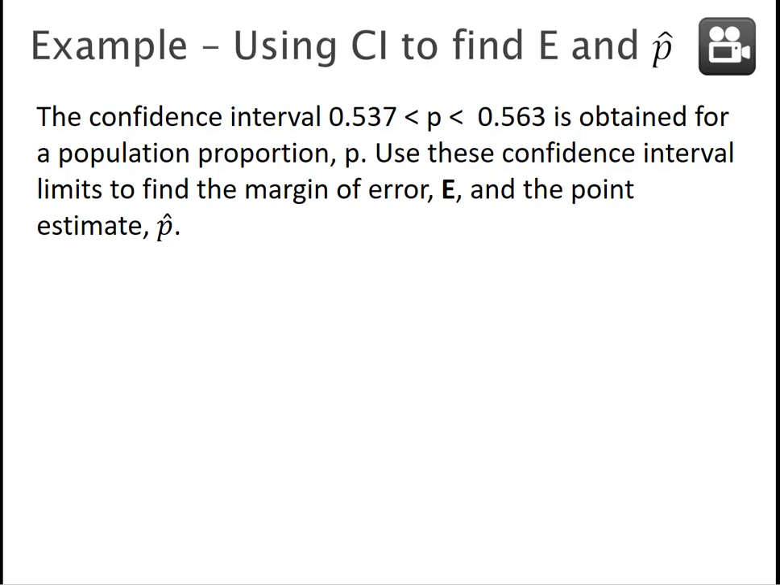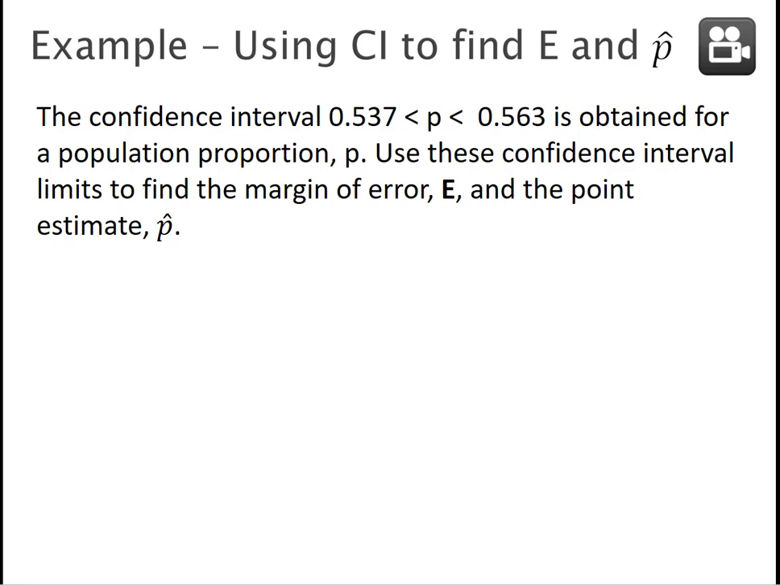Hi class, today in this video we'll be using our confidence interval to find E, or the margin of error, and P hat, the point estimate. So the confidence interval 0.537 is less than P is less than 0.563 is obtained for a population proportion P. Use the confidence interval limits to find the margin of error E and the point estimate P hat.